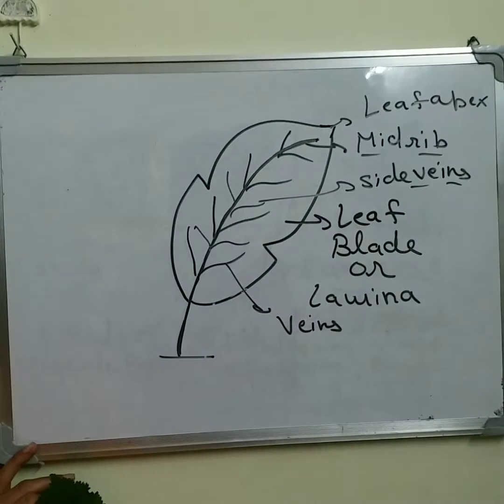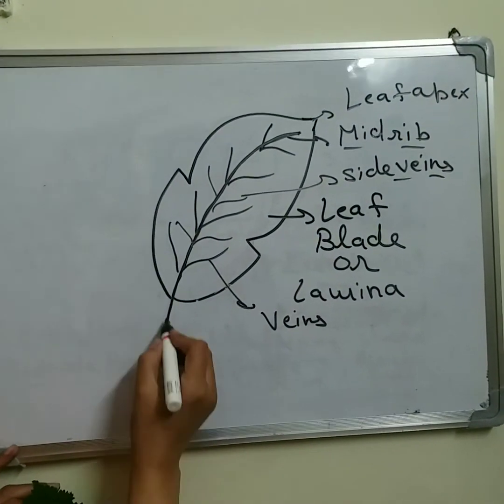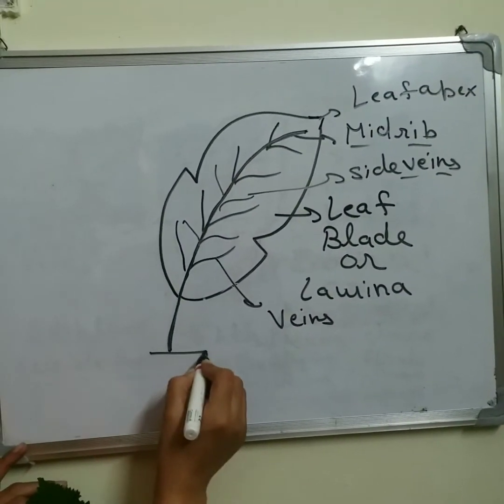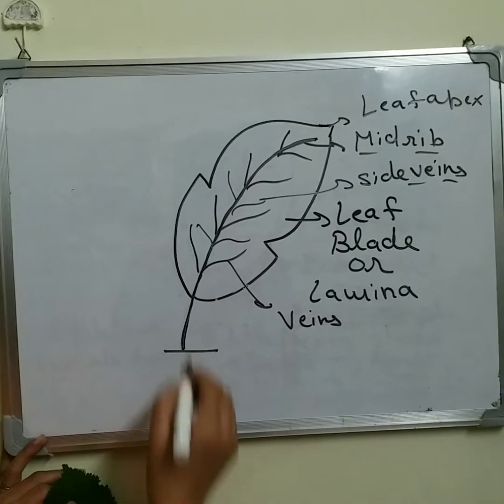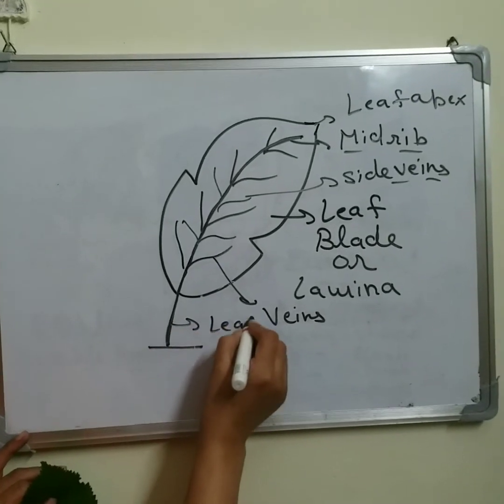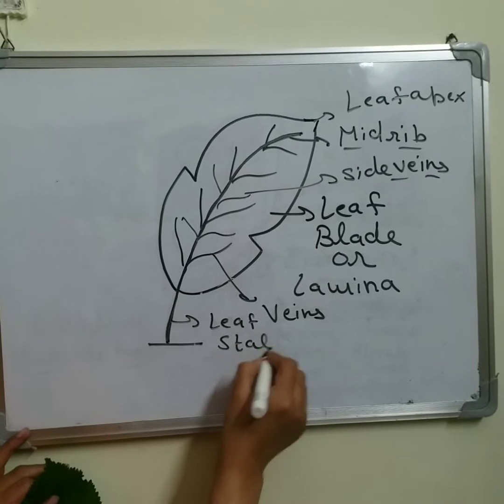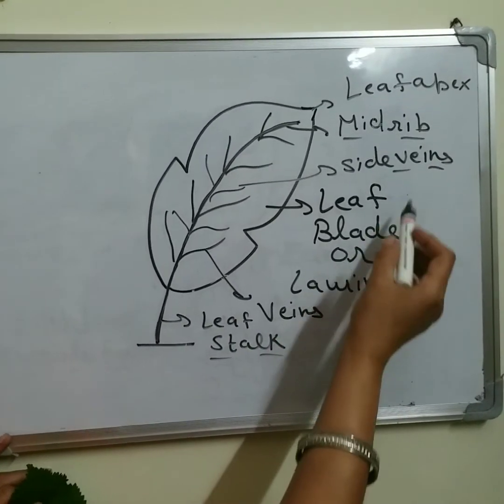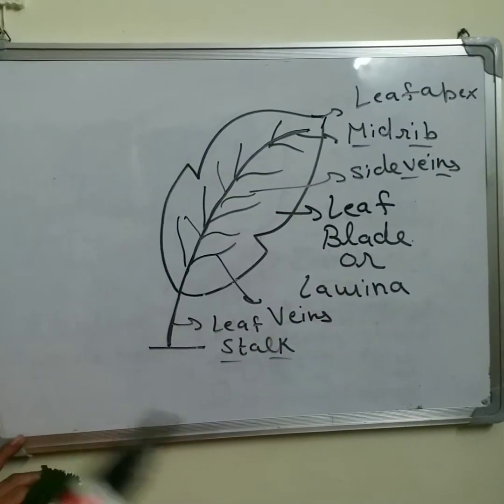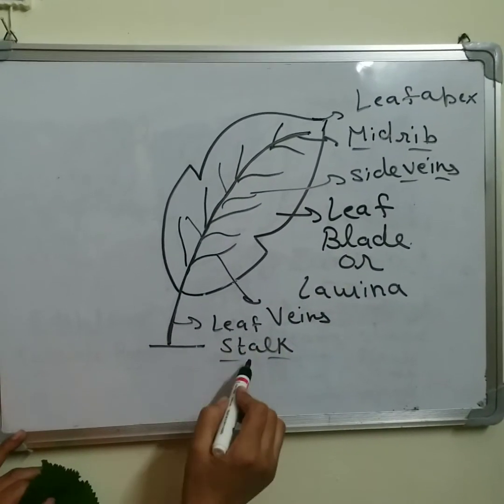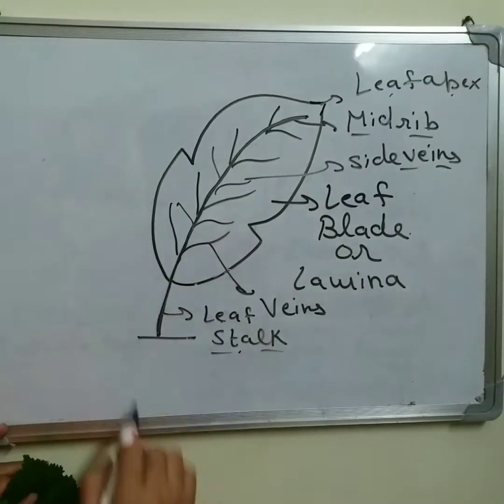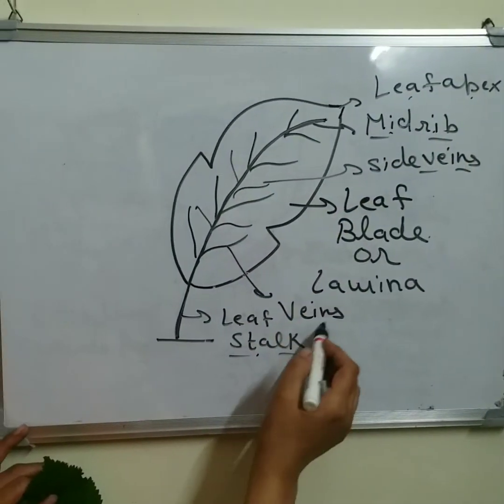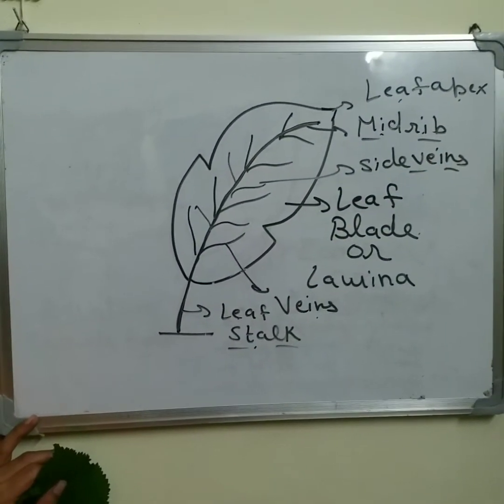The leaf is joined with the stem or any branch with the help of the leaf stalk. So, how many parts does a leaf have? Yes: leaf blade or lamina, leaf stalk, leaf apex, midrib, and veins, or you can say side veins.